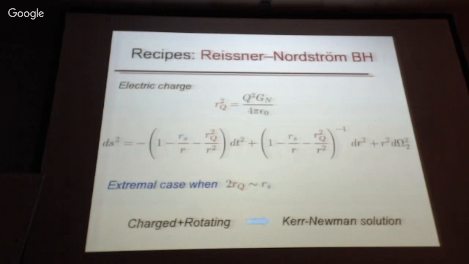So we will see the Penrose diagram in a second. If you now add charge to the black hole, you get what is called the Reissner-Nordström solution. The charge is this Q, and this one has a nice metric.